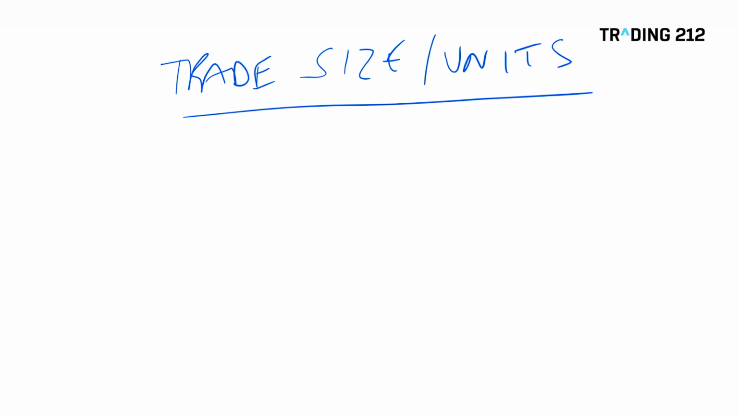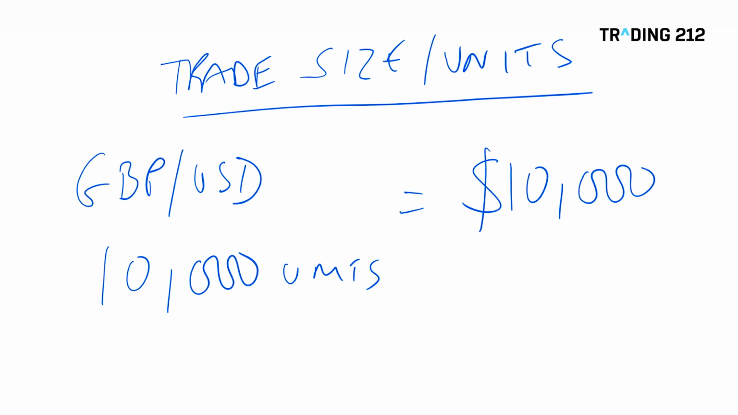Let's use pound US dollar as an example. We're trading on the Trading 212 platform and the example we're going to use is a 10,000 unit trade. So if we do a trade for 10,000 units, it's a $10,000 position. So what does that mean for trade size?